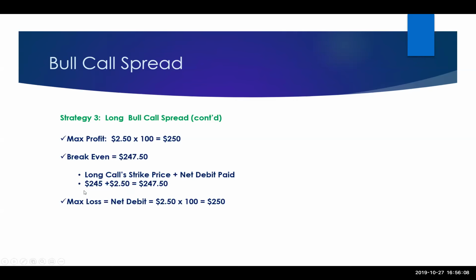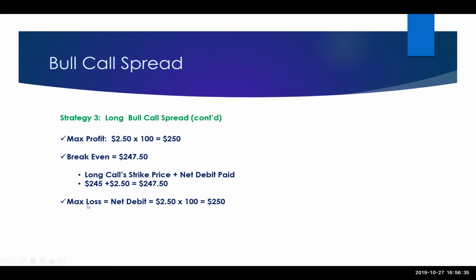The long call strike, remember, the first call we bought was $245. You add those together, and if Apple is at $247.50, you neither make nor lose money. This is your break-even price, which means your long call will be worth $250 and your short call will be worthless. So you would basically break even; you're not going to make anything, and you're not going to lose anything.